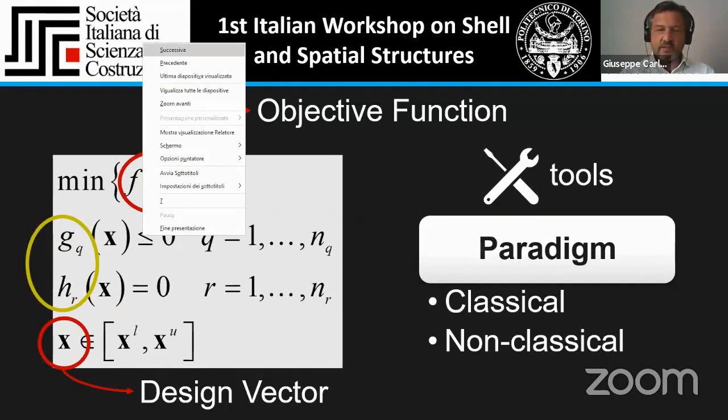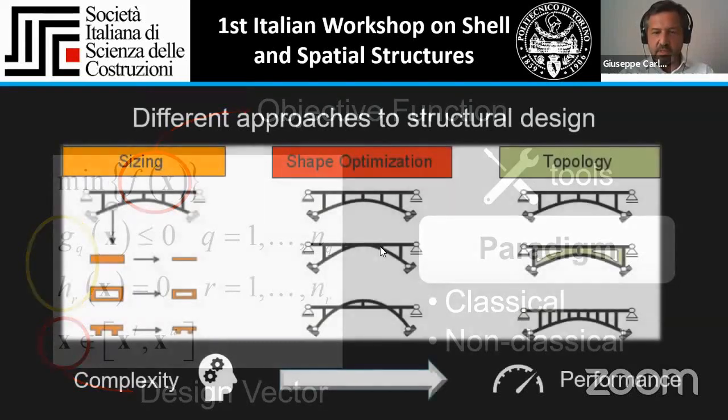And the tools are quite important, because the mathematical approach could be done by classical approaches. This problem has been studied in the past for centuries with classical approaches, but they simply fail to be ready in structural design, or by non-classical ones like, as I told you, the evolutionary ones.